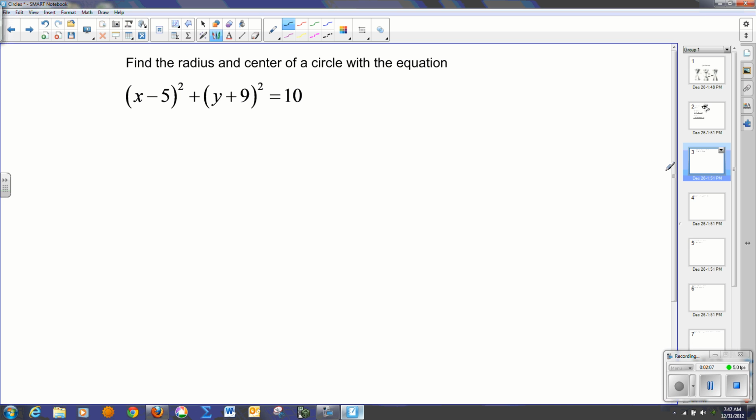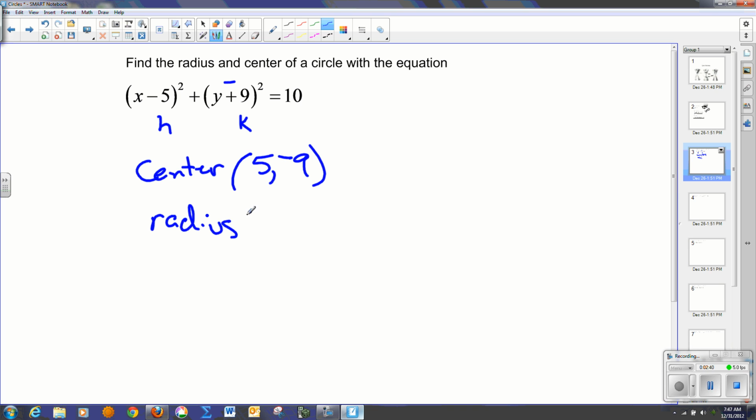Our first question is to find the radius and the center of the circle given the following equation. Like I said, the standard formula gives us all that information within it. All we need to do is find our h and k. Here's our h, here's our k, and remember that this is in y minus k form, so our center is going to be at (5, negative 9). And for our radius, we need to know that this is a squared value, so the square root of 10 is equal to our radius.